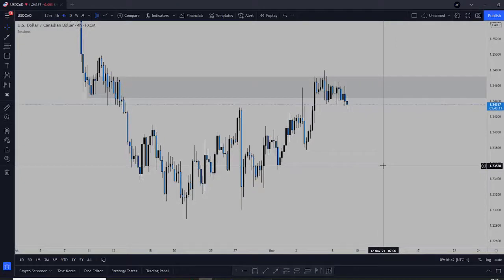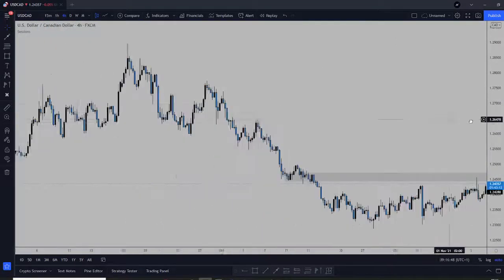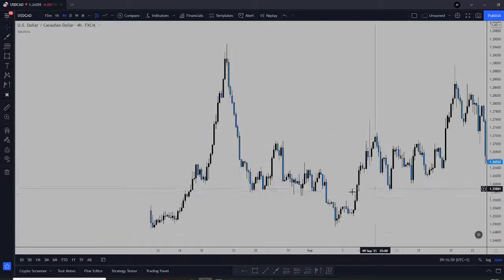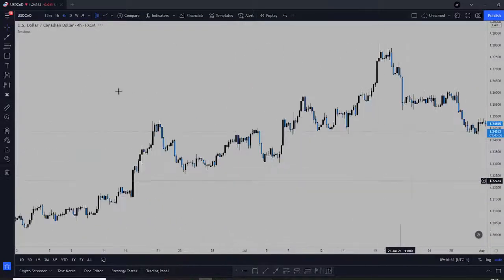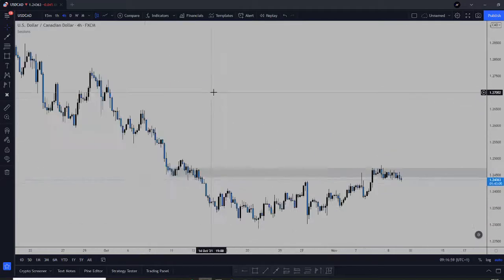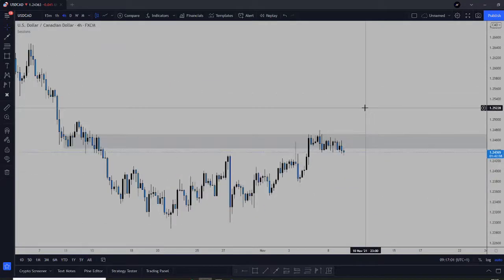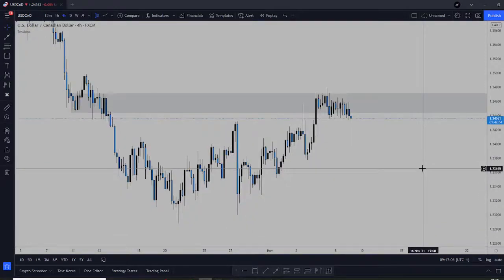It's an interesting pair to trade as well. Normally, it does move a little bit better. It's just currently it's not moving very clean. I'm not sure why. Obviously, it's a US pair with Canadian, so a lot of politics over there and all that stuff. So this can definitely have some impact on the pair. So maybe that's why it's currently ranging.